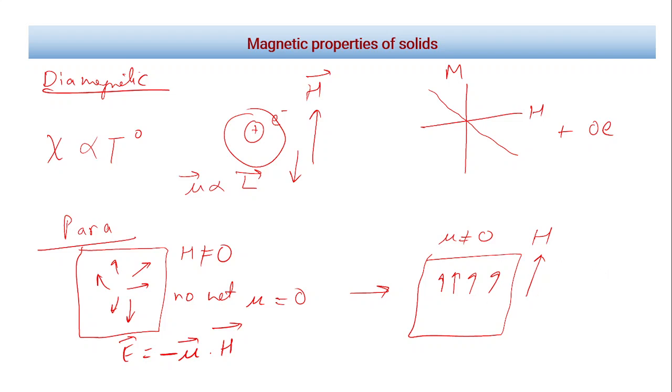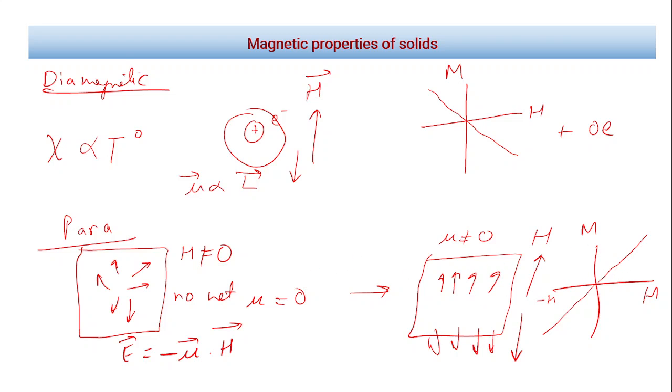Thus, the MH loop for these kinds of materials is: when we apply field, the magnetization keeps on increasing. And if I apply field in the opposite direction, then the magnetic moments will orient along that direction. So we say it's minus n. So the graph looks like this. This is the behavior of paramagnetic materials. And then it depends on temperature.